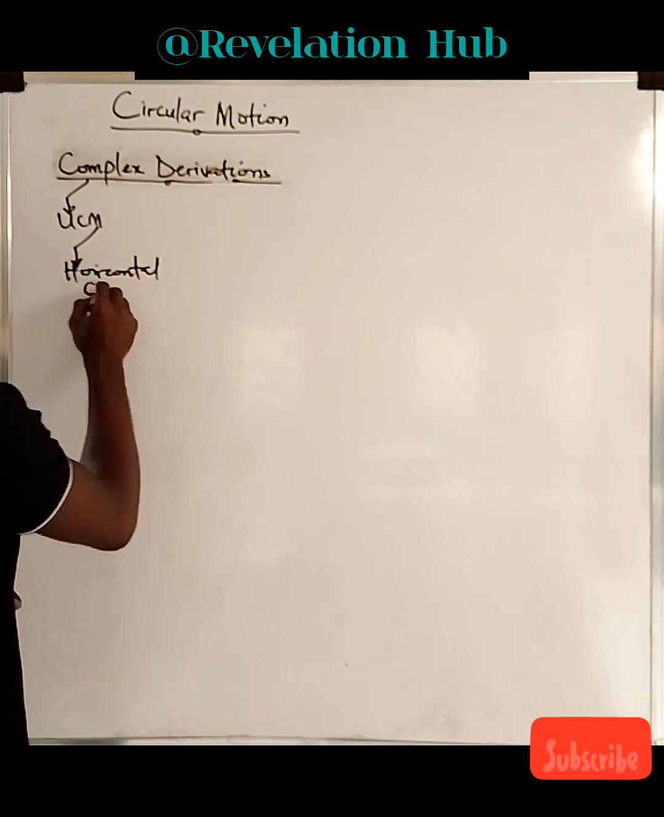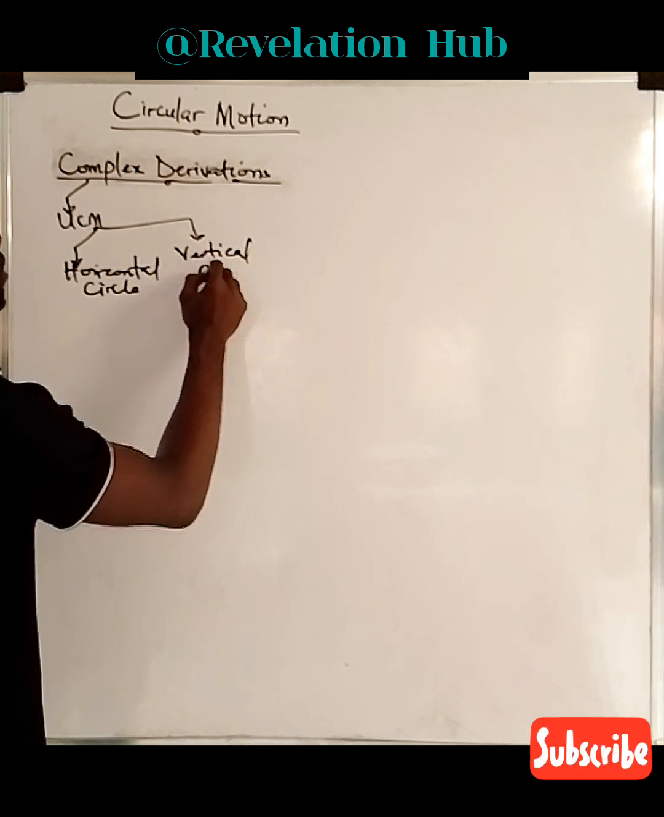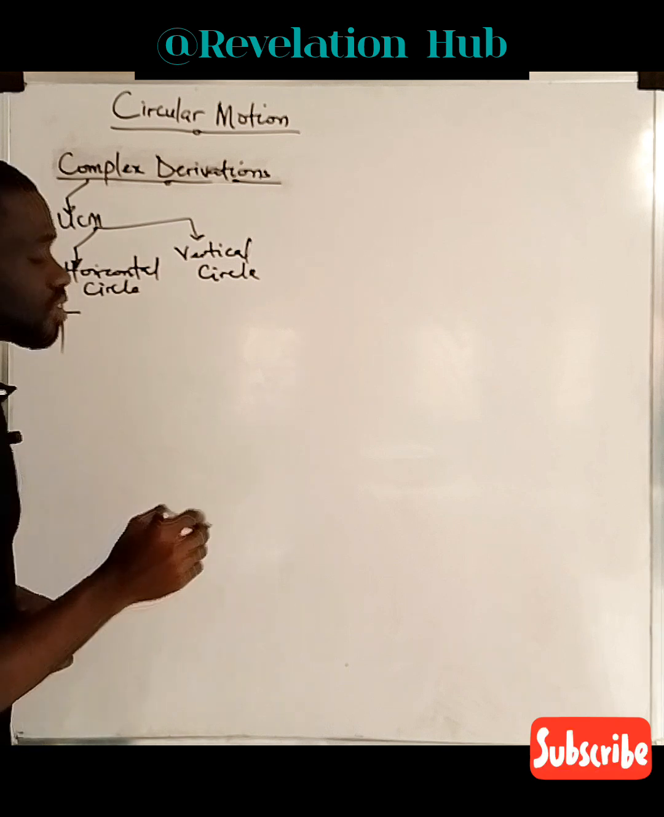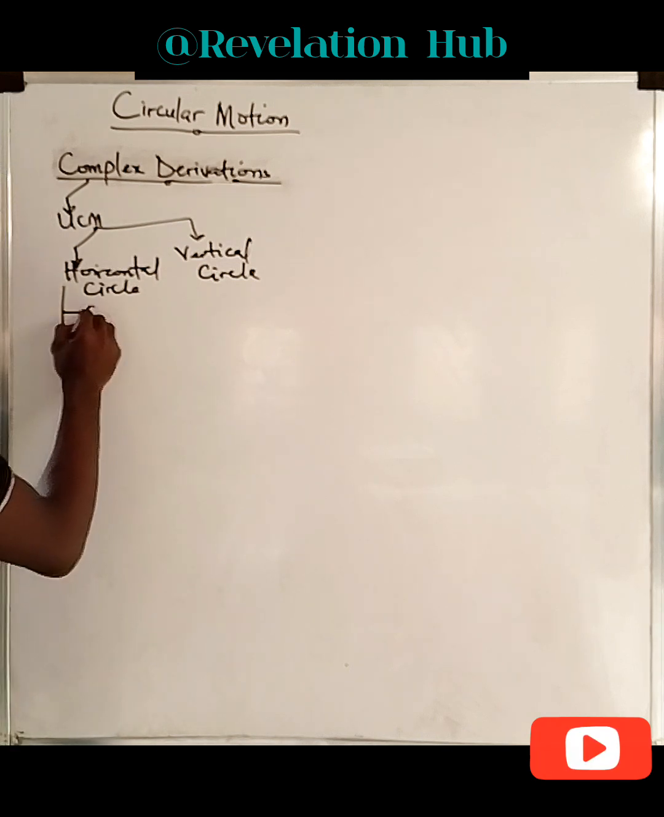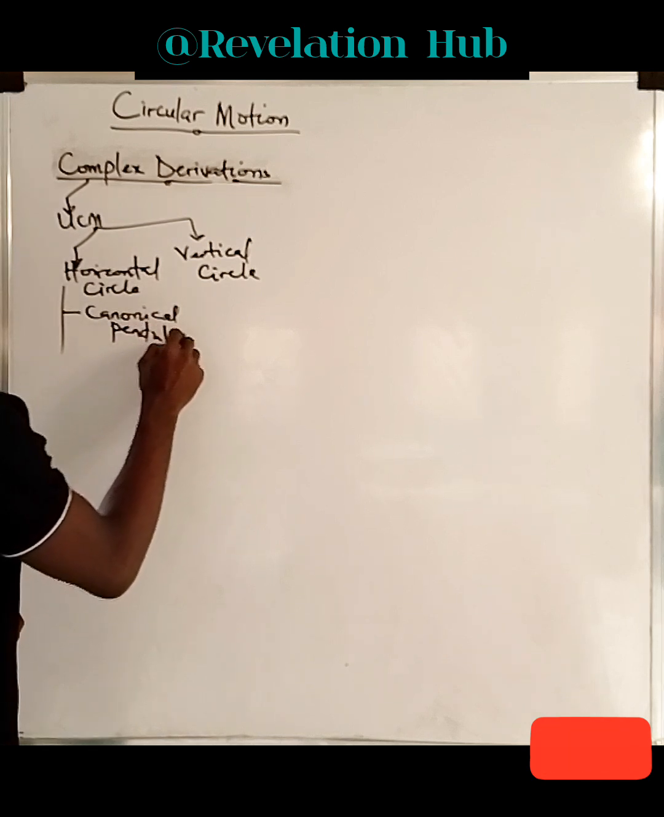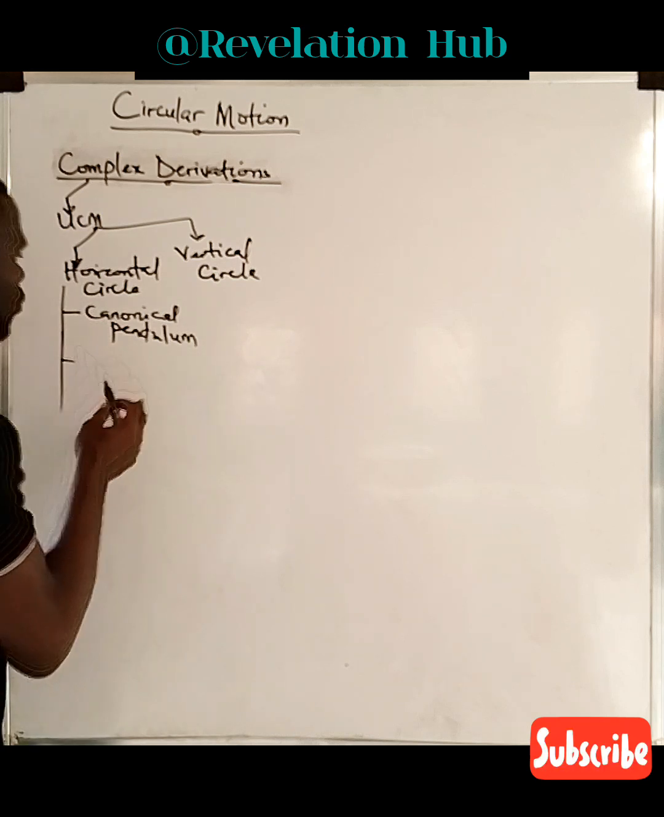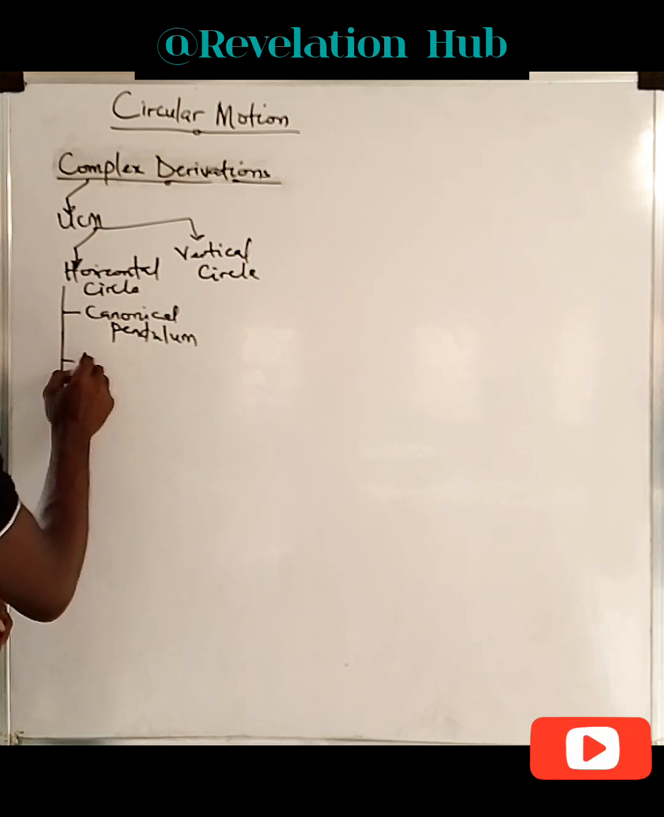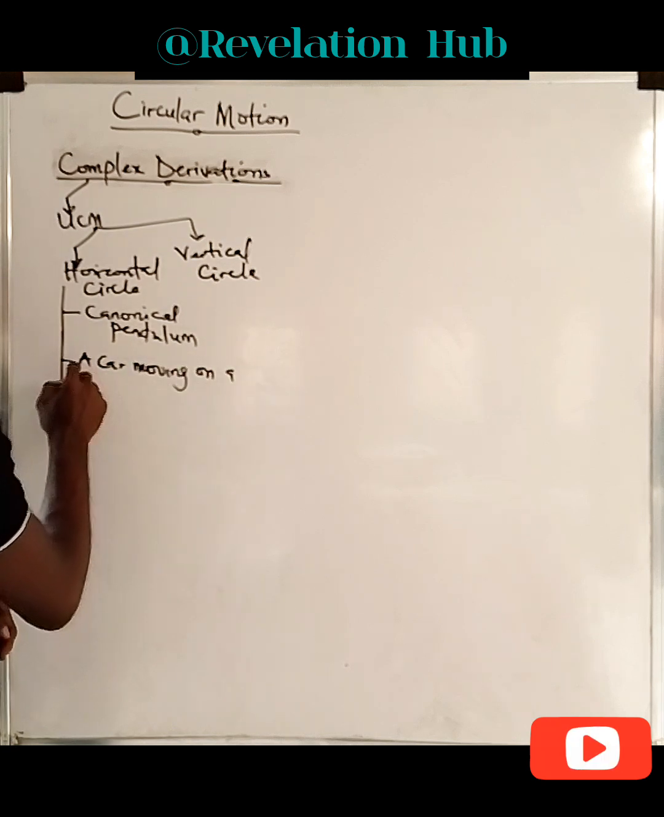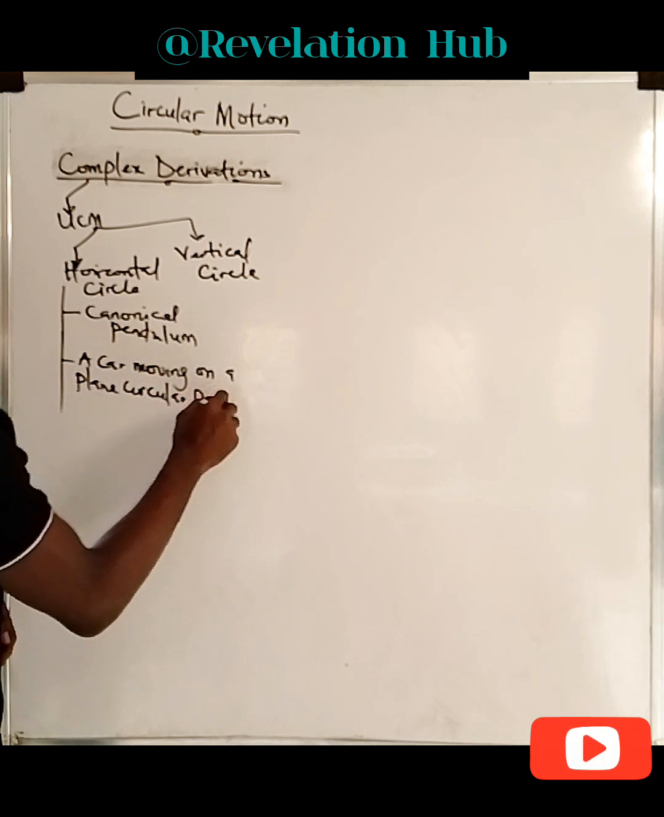horizontal circle, and after that we talk about vertical circle. We discussed this already. So under the horizontal circle, we have a couple of things we're going to be discussing. We're going to be discussing the conical pendulum. Then we're also going to be discussing a car moving on a plane circular path. A car moving on a plane circular path. We're going to be discussing that.